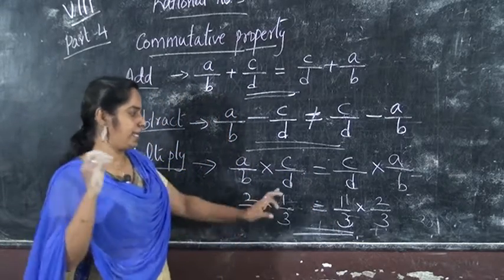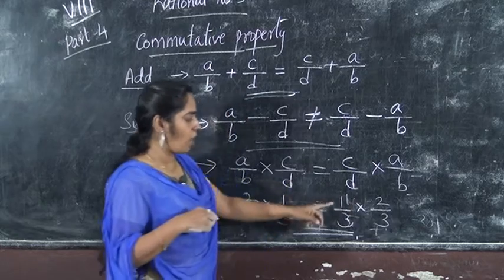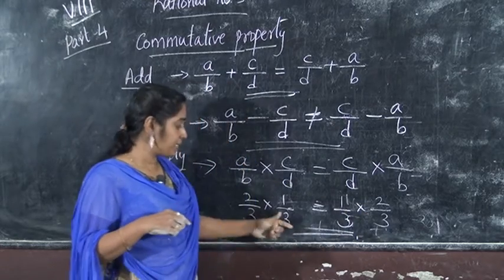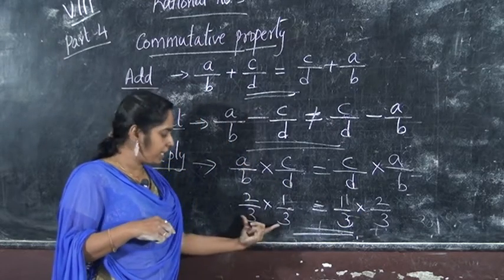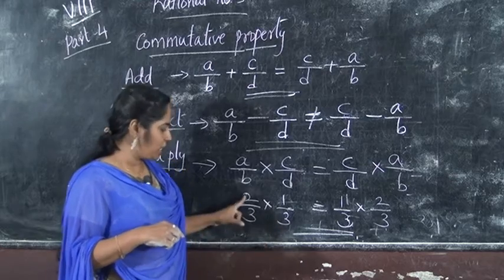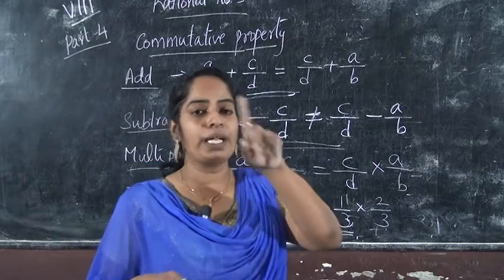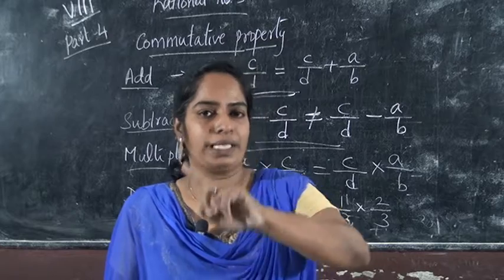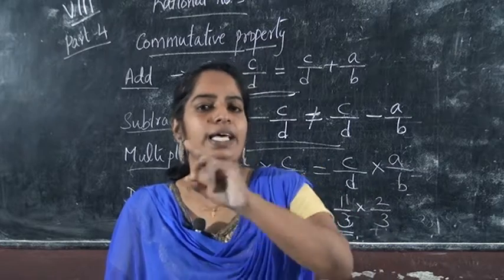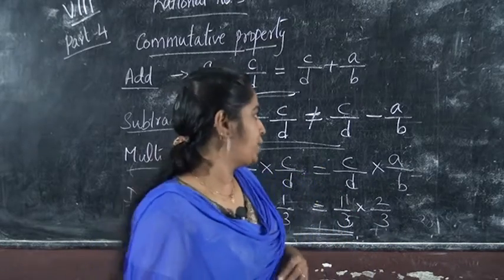2 by 3 and here what? 2 by 9, because here 3 into 3, isn't it? Here 2 into 1 is 2, 3 into 3 is 9, because for multiplication we want to multiply the numerator as well as the denominator.